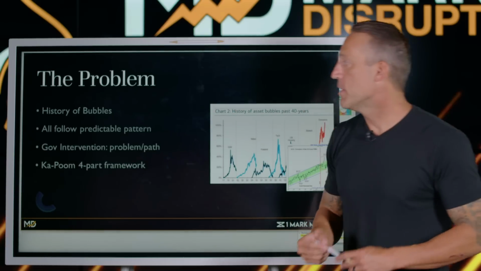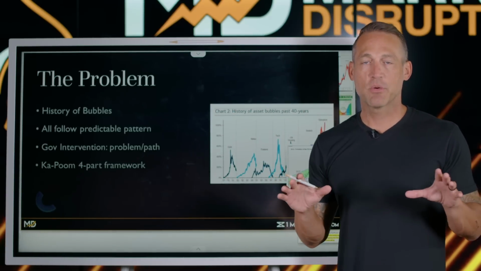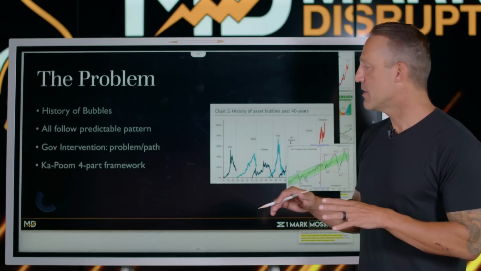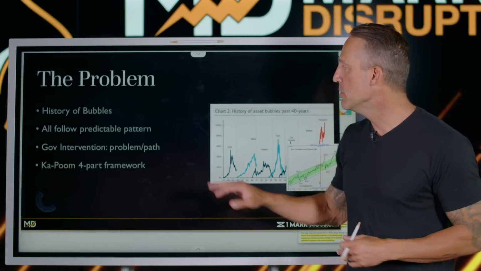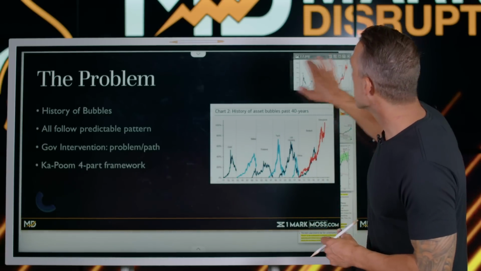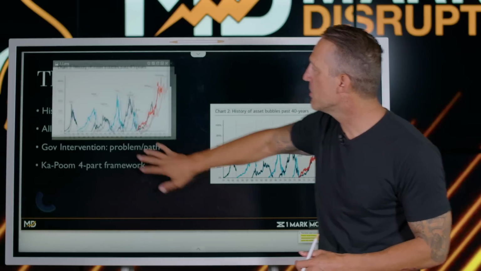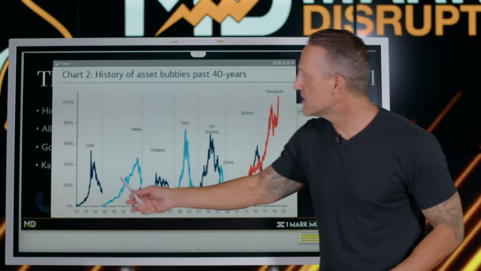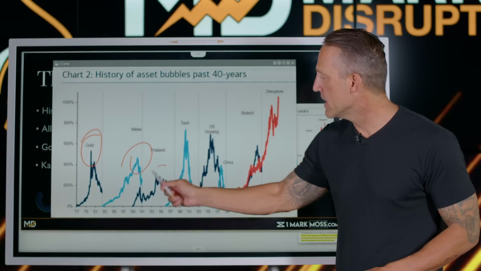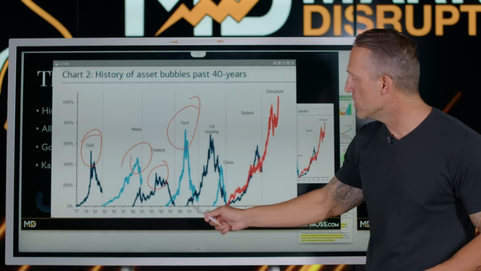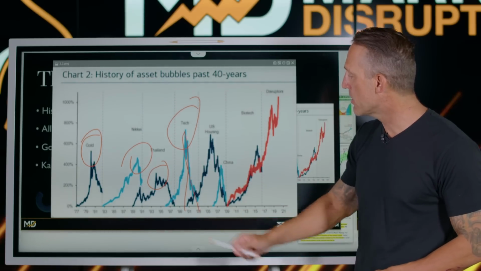All right, so the problem. First, we have to start with the problem. The problem is that all we have throughout history is a history of bubbles. Booms and busts, booms and busts, booms and busts. We can see, if I blow this chart up so you can see it a little bit better, here back in the 70s, we had a gold bubble. We had the Nikkei index bubble. We had the Thailand bubble. We had the tech stock bubble in 2000, of course, the dot-com boom and crash.